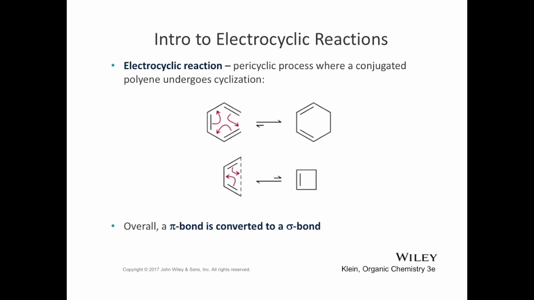Electrocyclic reactions involve conjugated polyenes which undergo cyclization. In this case, we're going to have 1 pi bond removed and 1 new sigma bond formed. This pi bond forms the new sigma bond, and these pi bonds simply move over, and you get this cyclic product. You can also do this with butadiene to form this cyclic cyclobutene. The overall transformation is that we're converting one of the pi bonds into a sigma bond.